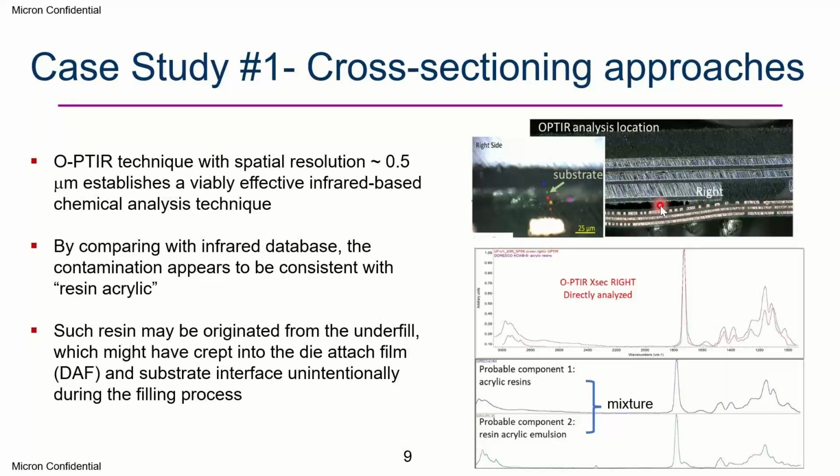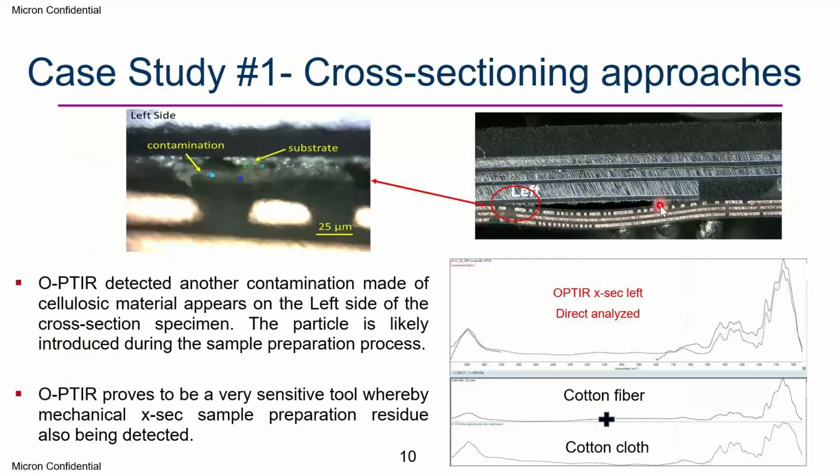Then another interesting part we can see from OPTIR during this mechanical cross-section analysis. Like you see, we also do a left analysis, because just now was the right. So right now we do the left, and surprisingly we see the spectrum is also a very solid, real spectrum. Once we match with the database, it comes out with cotton fiber and cotton cloth. This is very, very interesting.